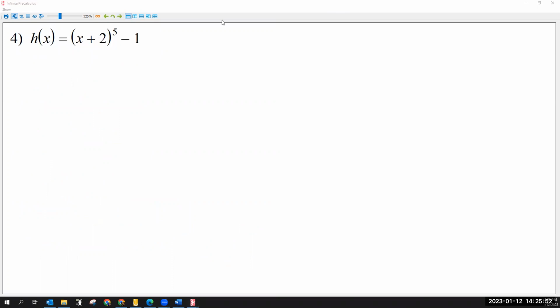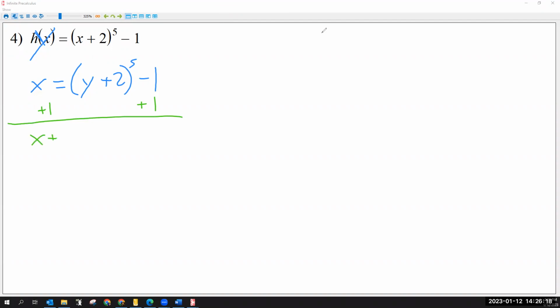Starting off, same way. Y, and by the way, this is H instead of F, so I'll remember that when I get to the end. Switch my X and Y, so X equals Y. Solve for Y. First thing I'm going to do is add 1 to both sides. X plus 1.